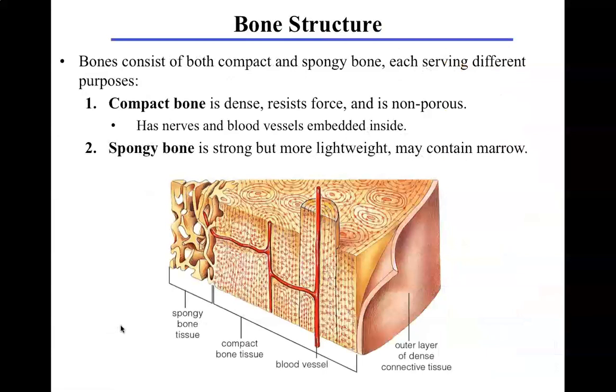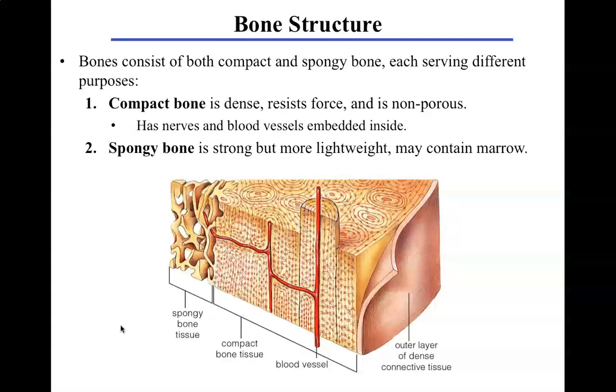Bone consists of both compact bone and spongy bone. So one bone is made of both types in different proportions. Compact bone is really strong and dense. And contrary to popular opinion, there are nerves and blood vessels in your bone. Not a ton of blood vessels, but there are some.